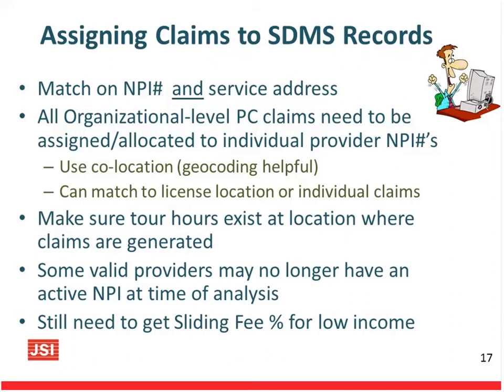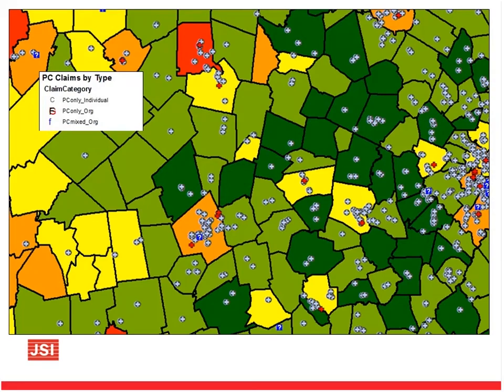And then last but not least, when you're all done with all this, you still need to get sliding fee. That's not in the claims data, so there's still some manual process. But again, by finding your FQHCs and your big Medicaid providers, it usually helps you figure out where you might look for that capacity. And this is just an example. So here's all the providers geocoded into those categories that I mentioned. And if I click again, I'll just show you a zoom in on one of these.